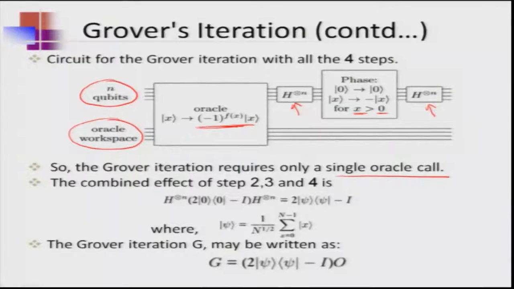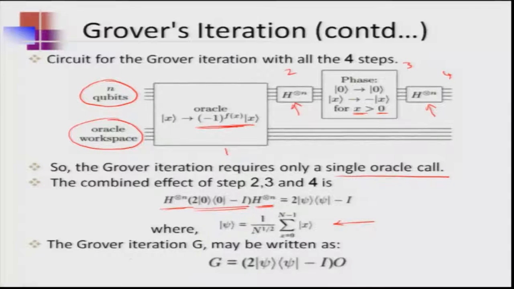The combined effect of steps 2, 3 and 4, so this was our first step, is that we have applied a Hadamard on this initial set and a reverse Hadamard, and depending on if you are doing it once or that many times, we will have this operation applied that many times, so that we are able to get the solution, and our wave function therefore is represented by this 1 over n to the power half x vector, so it is a normalized case.